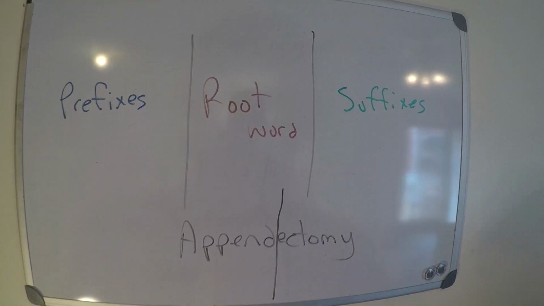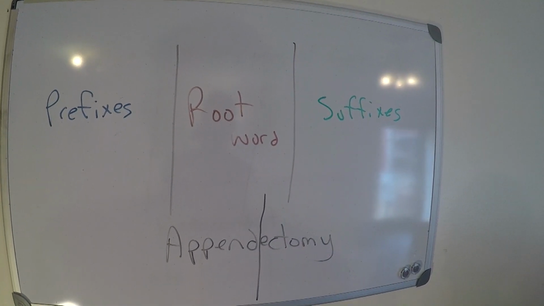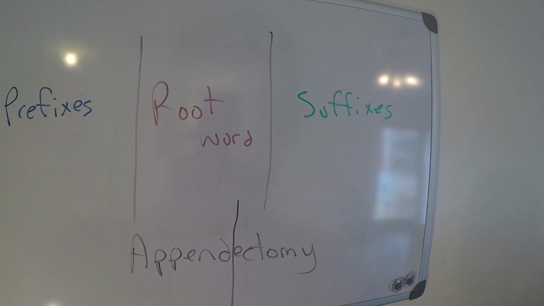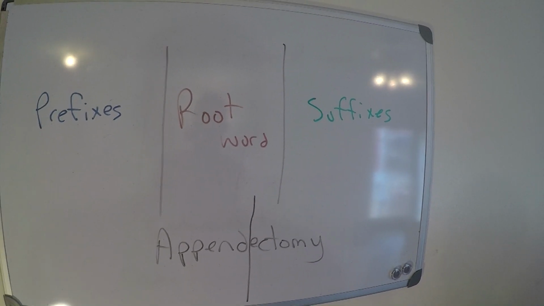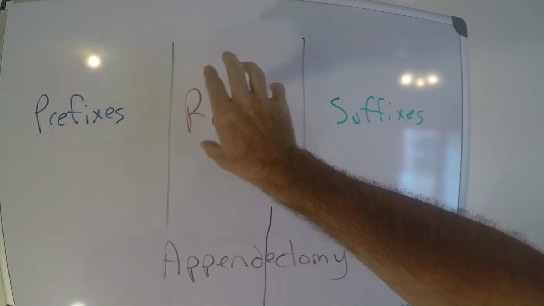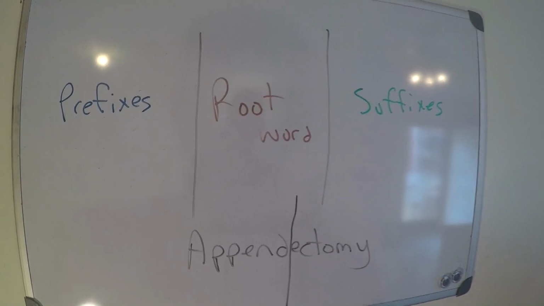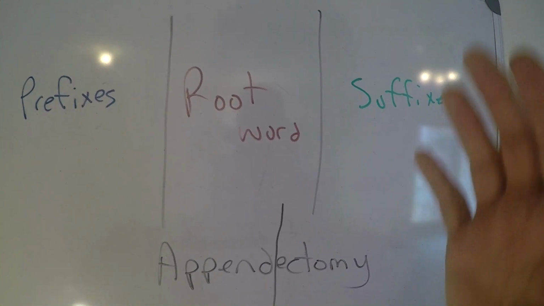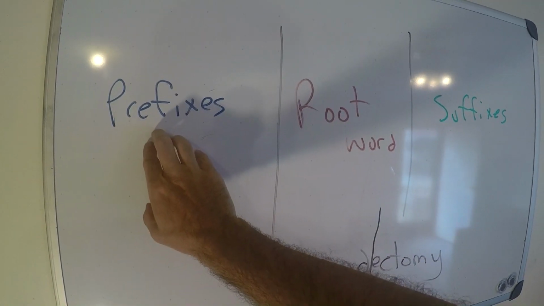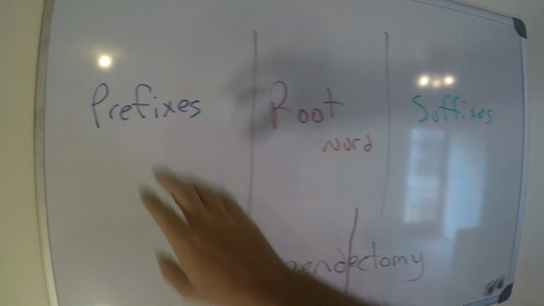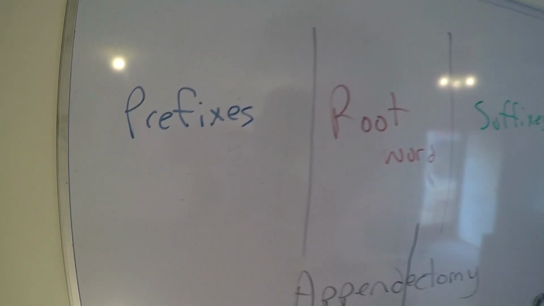Okay, so let's talk about the root word first. The root word is the foundational unit of the medical term. It's the foundation, the basics, the basis. So the root word is always going to be in the word. Now, in front of the root word, sometimes, not always, you have a prefix. And the prefix is going to tell you where. It's going to tell you more than that, but we'll talk about that later.